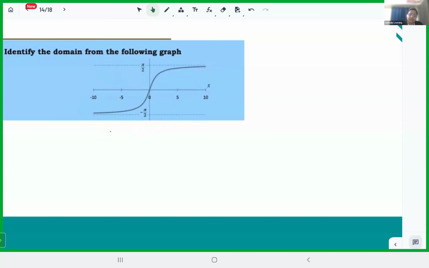But here they haven't asked about the range of the graph. Then only you have to consider these minus pi by 2 and pi by 2. Here they have only asked about the domain of the following graph. So what will be the domain of this graph? It is closed interval minus 10 to 10. Right? Closed interval minus 10 to 10. Okay. So I hope this is clear to you all.